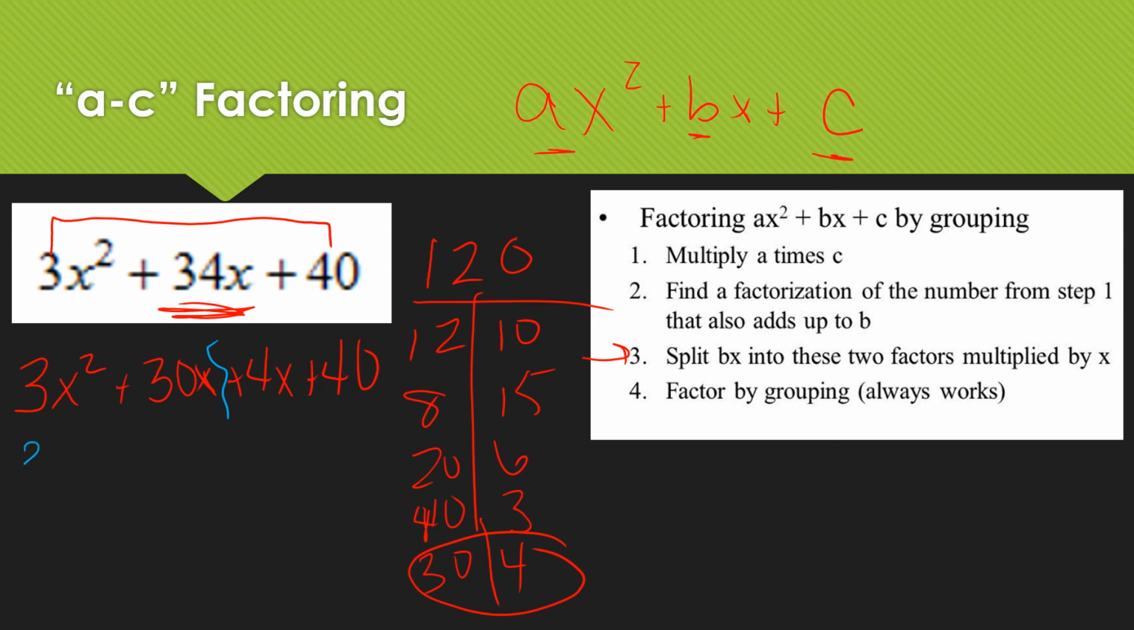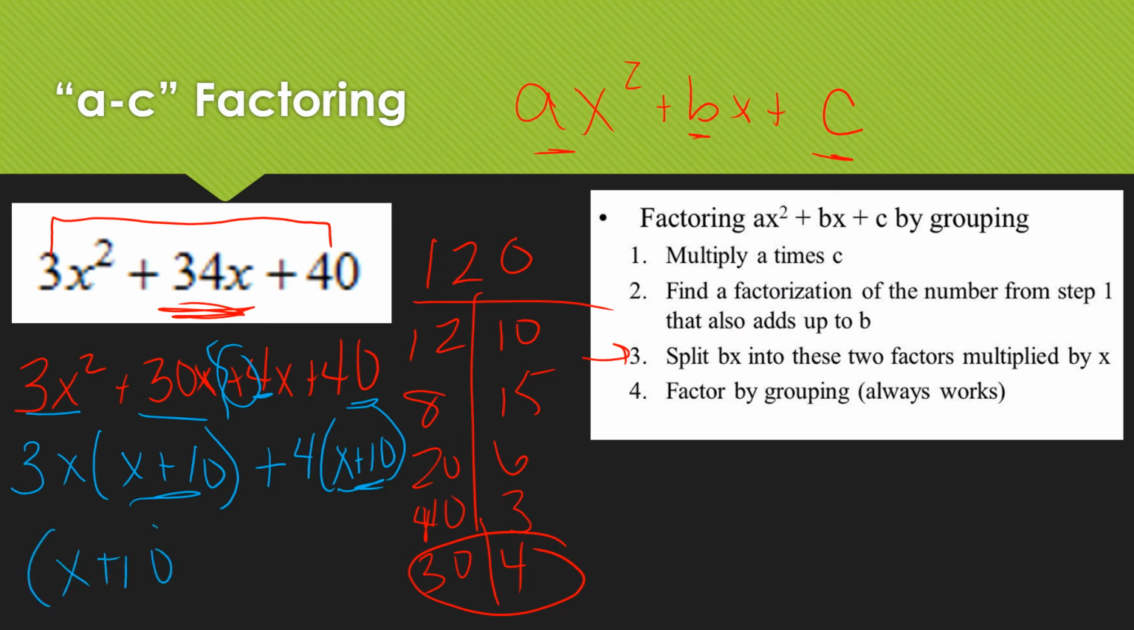So I'm now going to factor out the 3x from these two terms, and that's going to leave me with x plus 10. I bring that plus sign down. I factor out the 4 from the 4 and 40, and again I'm left with x plus 10, and that's what I should have. So then again, x plus 10 is what's repeating, and the 3x plus 4 is the other part of that. So that would be my final answer of factoring. This one takes a little bit longer. It's okay if you're confused right now, but those are the steps to do AC factoring.